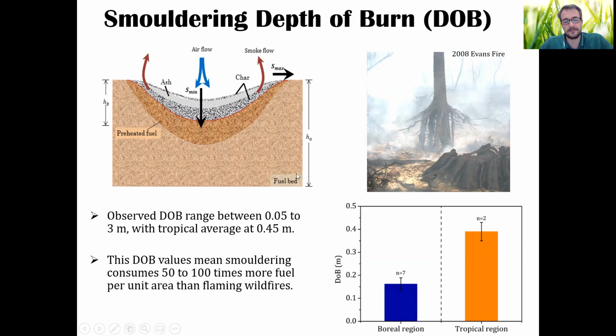When we went to the field, well, not only us, but when we go into the literature and we identify the people who are going to the field to measure the depth of burn, we see that it typically goes from 5 centimeters to down to 3 meters. This is what has ever been reported in the literature. The typical average of the depth of burn for tropical peatlands, for example, is about 0.5 meter. We have a study here. We saw 2 studies of tropical region with measurements, 7 of them with boreal regions, and we see the depth of burn of boreal forest is about 20 centimeters, whereas the depth of burn for tropical forest is about 0.4 meters.